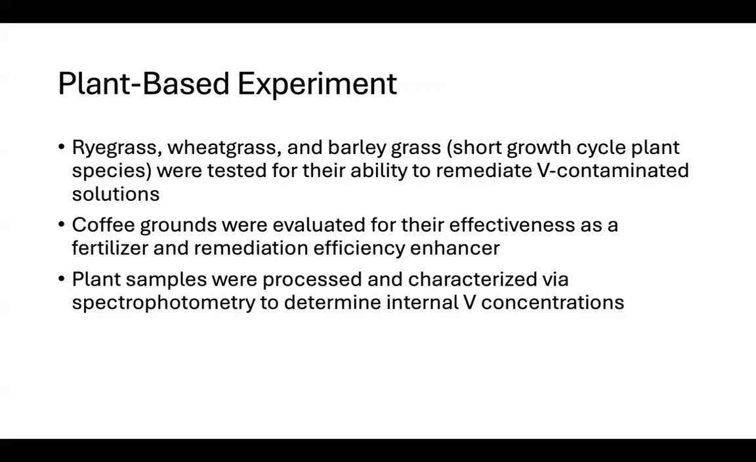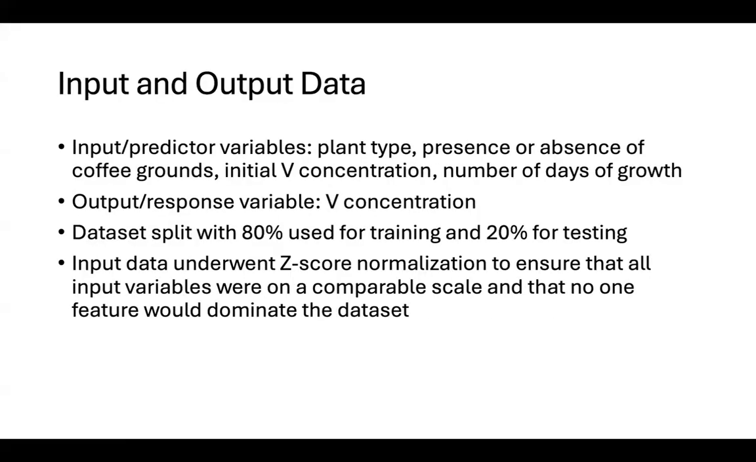So this paper starts out with talking about the physical plant-based experiment where ryegrass, wheatgrass, and barleygrass, which are all short growth cycle plant species, were grown and tested for their ability to remediate vanadium contaminated solutions. Coffee grounds were evaluated for their effectiveness as a fertilizer and remediation efficiency enhancer. Plant samples were then processed and characterized via spectrophotometry to determine internal vanadium concentrations.